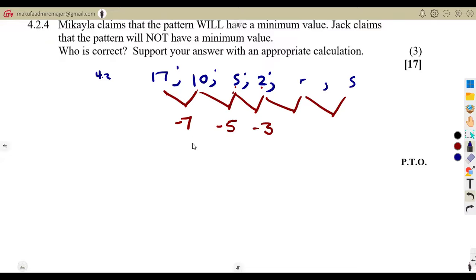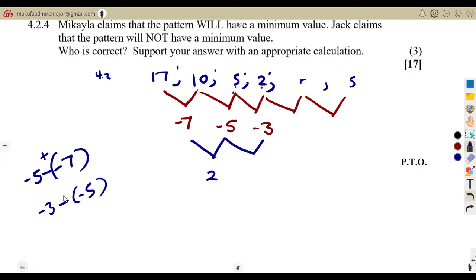You work out the second difference here. Minus 5 minus minus 7, so it was going to be a plus, which gives us a 2. Same thing, minus 3 minus minus 5, so it was going to be a plus and it gives us a difference of 2. So if there's a difference of 2, it means also here there was going to be a difference of 2, a difference of 2, a difference of 2.